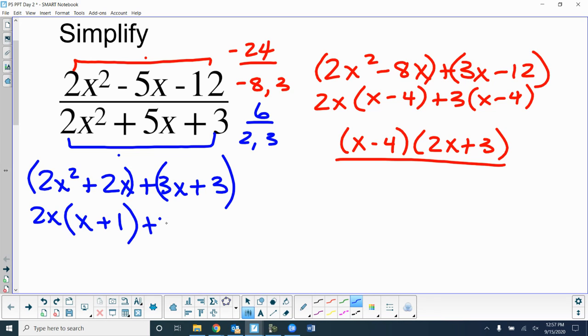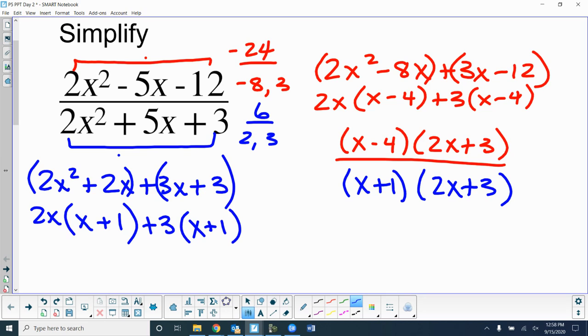3 is common. And 3x divided by 3 is 1x. And 3 divided by 3 is 1. Got the same thing. That's good. So we got x plus 1 and 2x plus 3. Now I see a 2x plus 3 in the top and the bottom. So I can cancel. And that's my solution, my simplified fraction. So it looks like this when we're done. It looks a lot nicer, a little bit simpler, right?